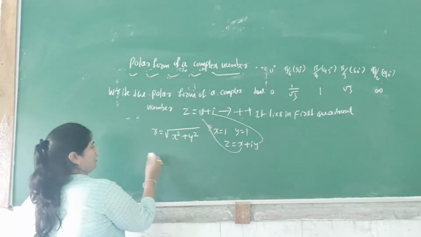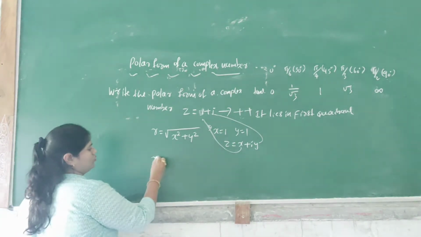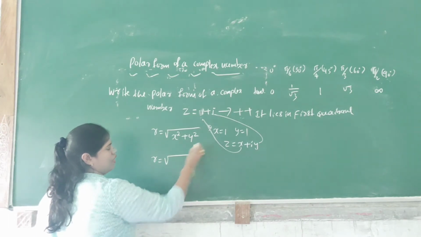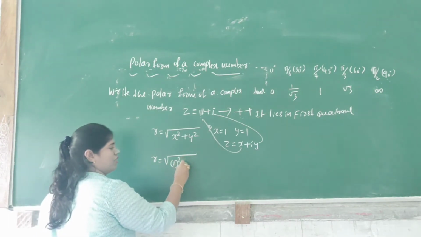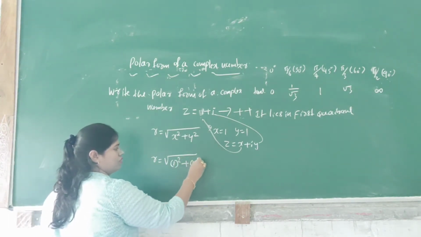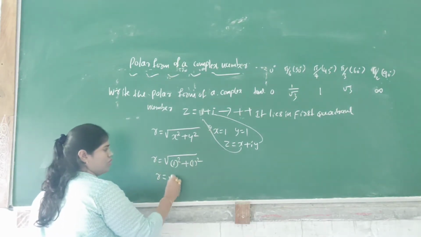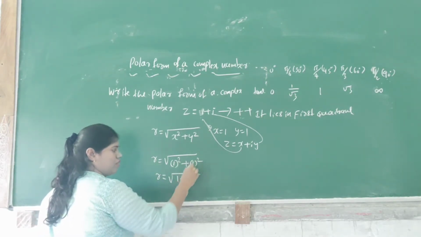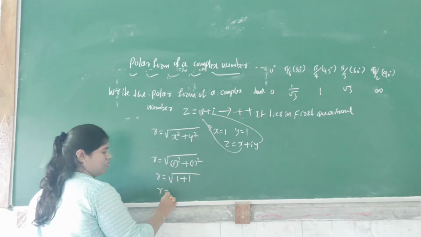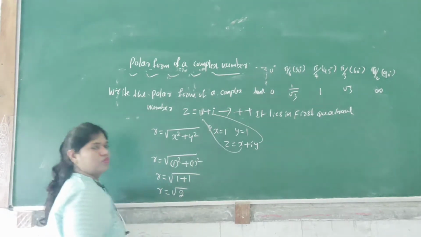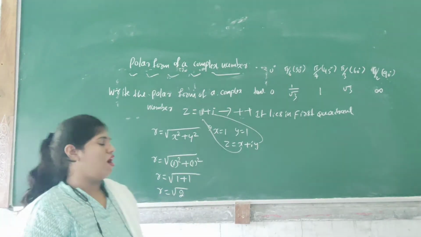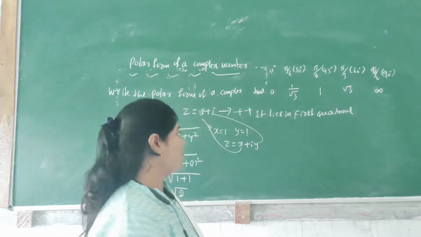So how to find? R is equals to, what is x value? 1 square. Y value, 1 square. 1 square is 1, 1 square is 1. R is equals to square root of 2. We got the r value. R value is square root of 2.